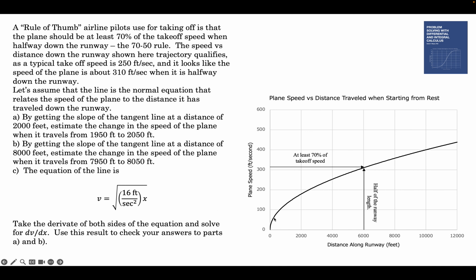So we're going to use this speed versus position down the runway to do some calculus. Part A asks, at 2,000 feet, estimate the slope, and then from the slope, calculate the change in speed of the plane from 1950 feet down the runway to 2050 feet down the runway. Part B asks for the same thing at 8,000 feet. Part C asks us to get the slope from the equation. Let's start with part A.